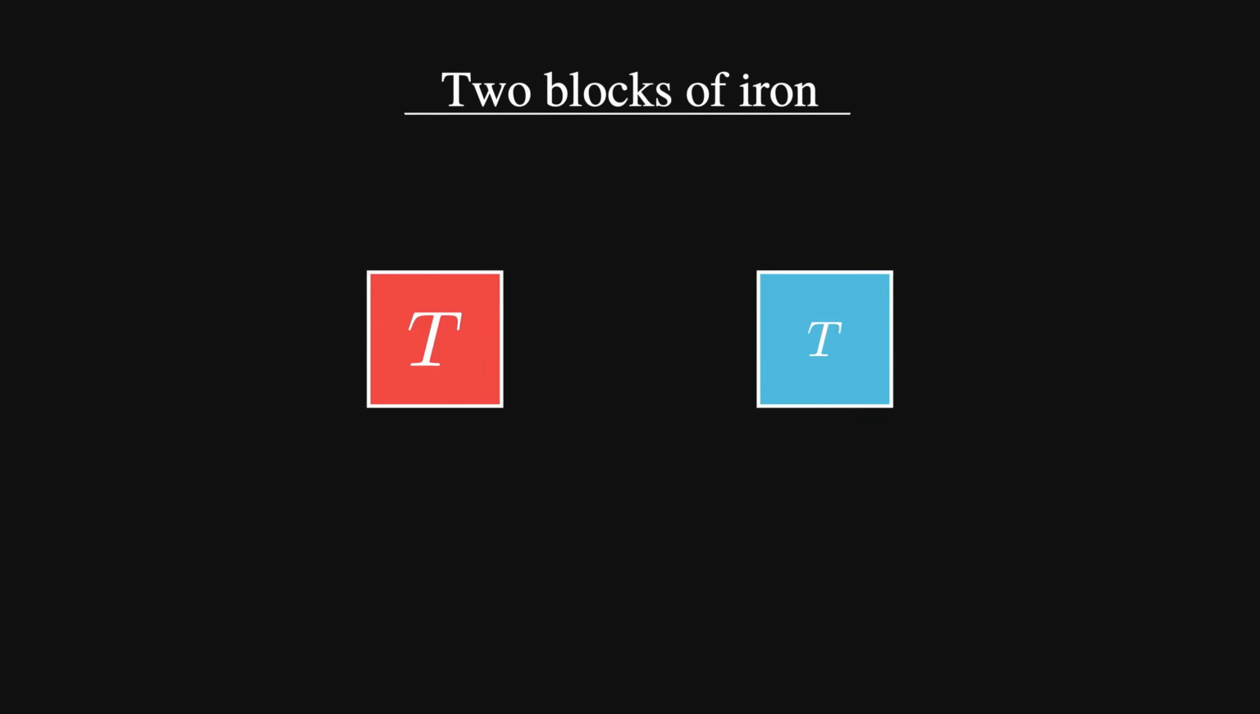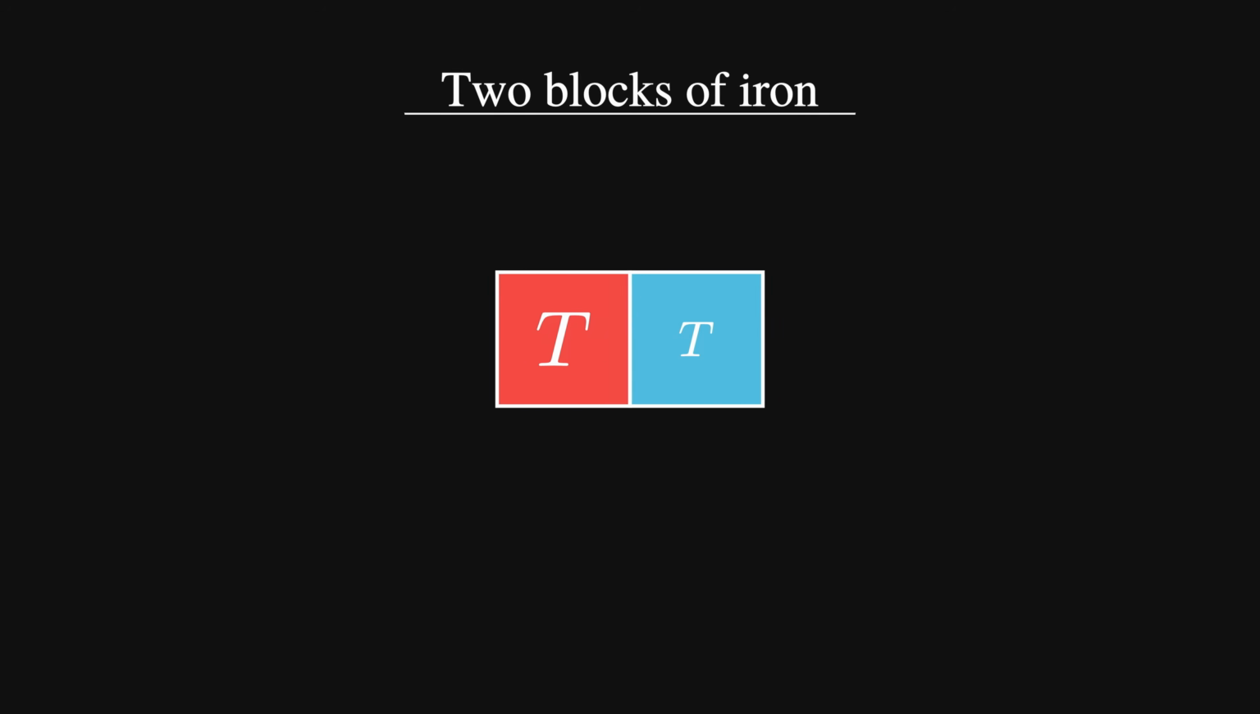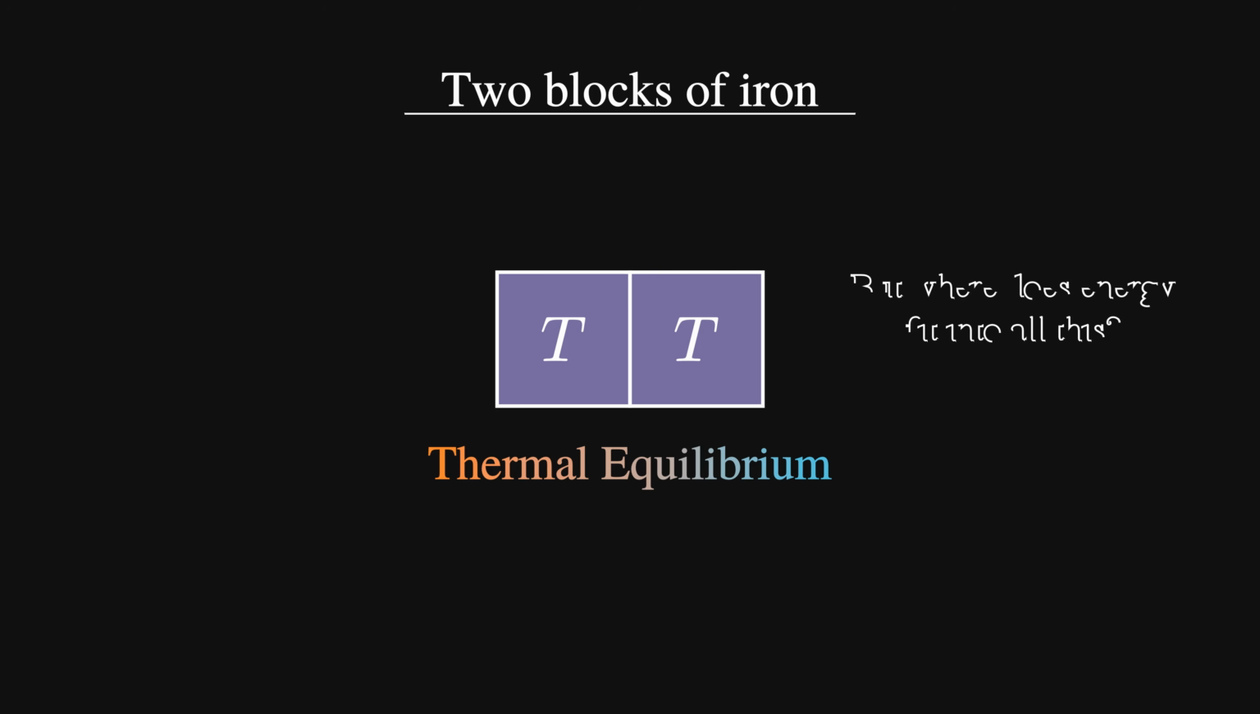When a hot object and a cold object are brought together, one cools down and the other warms up, at least until they reach thermal equilibrium, where the temperatures are equalized. But there is something important that we are missing here. How does energy fit into this picture? What actually flows between the two objects to change their temperatures?